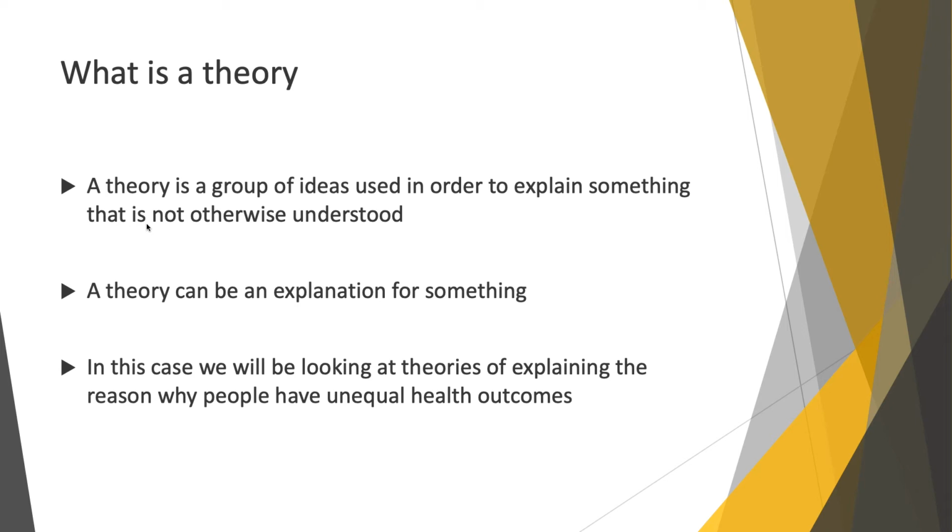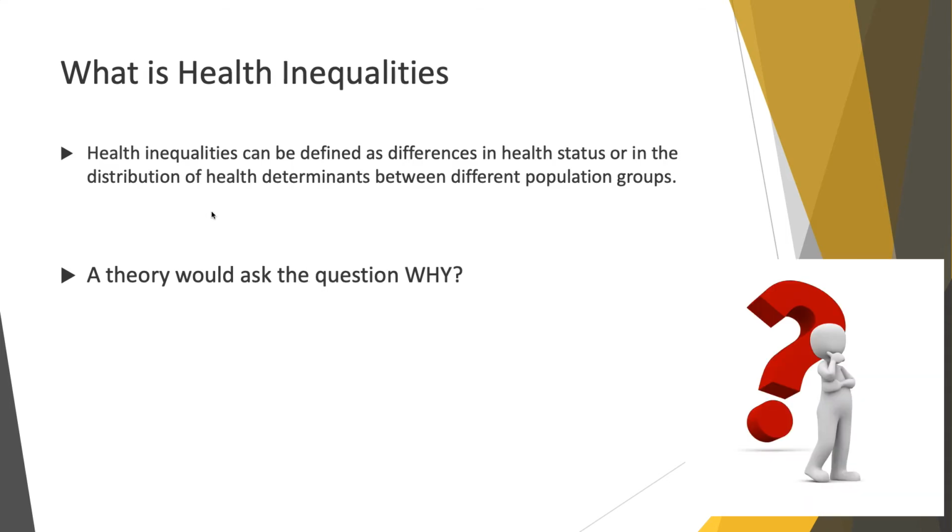Now there are different ways of explaining health inequalities. So another word for theory could just be an explanation. So the purpose of this lecture is to find out, okay, we know what health inequalities are. They are the unequal health outcomes experienced by different people groups. Now we're going to look at three different ways of understanding why we have had unequal health outcomes in different people groups. So yes, like I just said, health inequalities can be defined as the differences in health status or the distribution of health determinants between different population groups. So a theory then would ask the question, why? Why are we seeing an imbalance? Why are we seeing that unfair distribution of health outcomes?